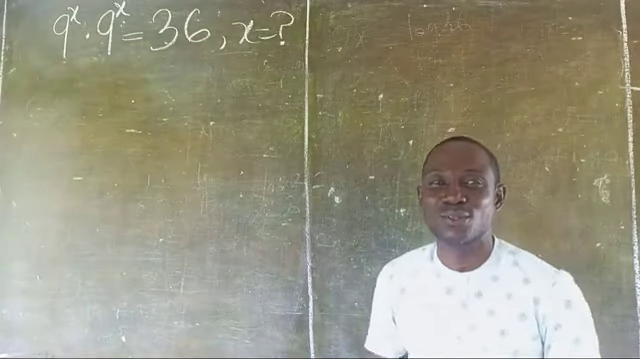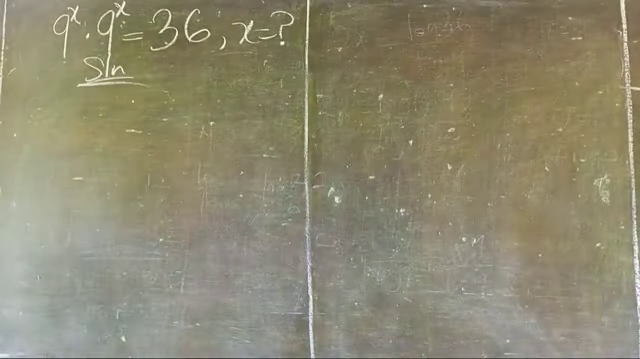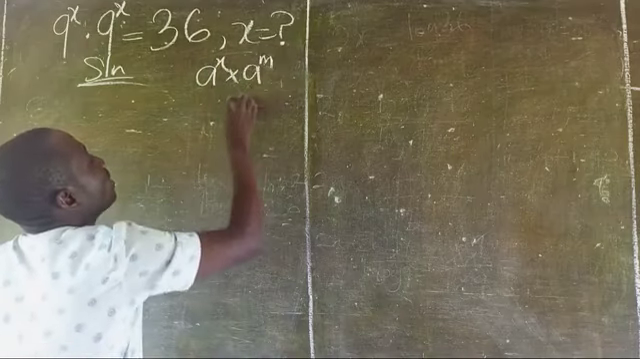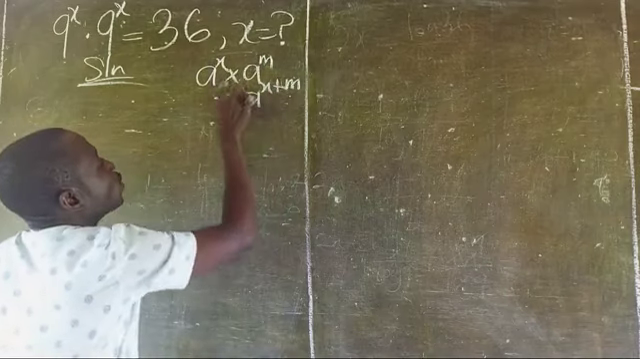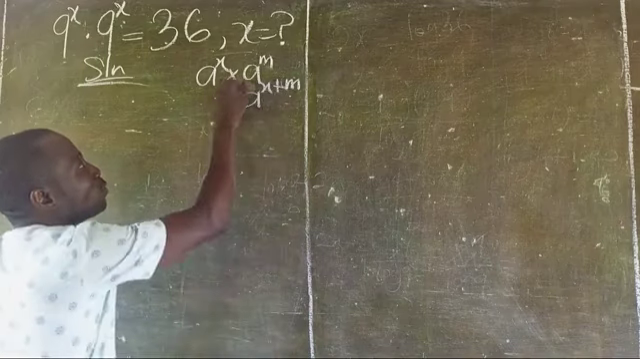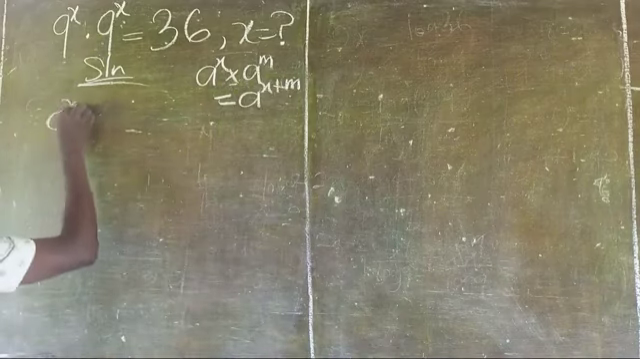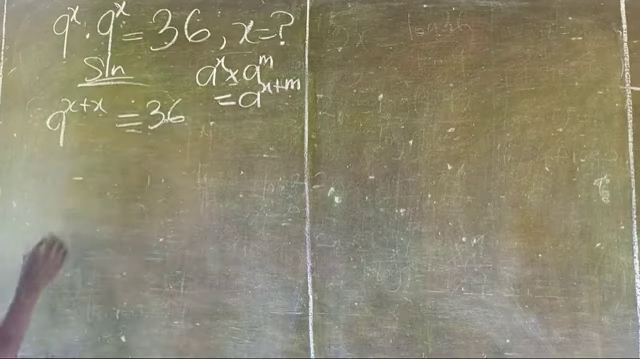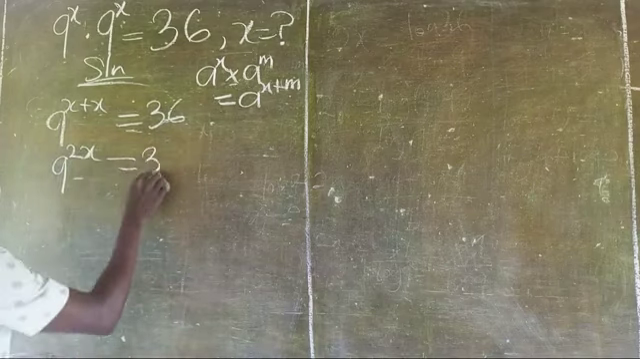Today we are having this unique equation to solve, and we start by saying solution. So if we remember, a raised to power x times a raised to power m is equal to a raised to power x plus m. So when you have the same base, the powers are added because the operation is multiplication. Same here, we're going to say 9 raised to power x plus x is equal to 36. So x plus x is 2x. 9 raised to power 2x equals 36.